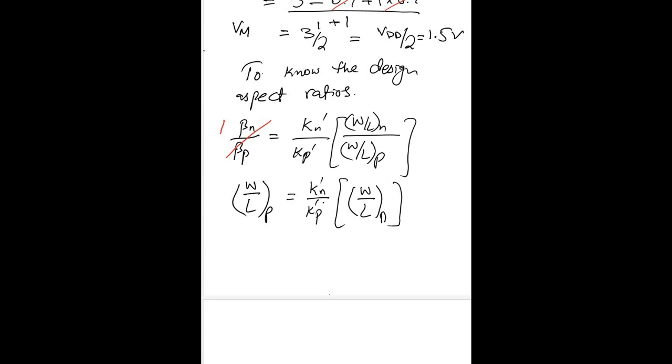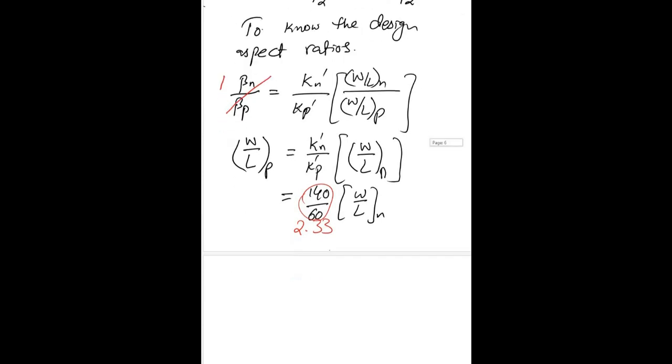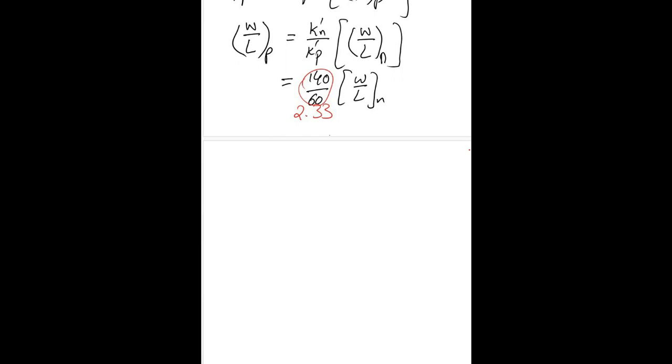If we put the values of Kn and Kp, we have 140 by 60 times W by L of N. If we solve this expression, this turns out to be around 2.33. This ratio here is 2.33. So what does this mean? It means W by L of P is equal to 2.33 times W by L of N.